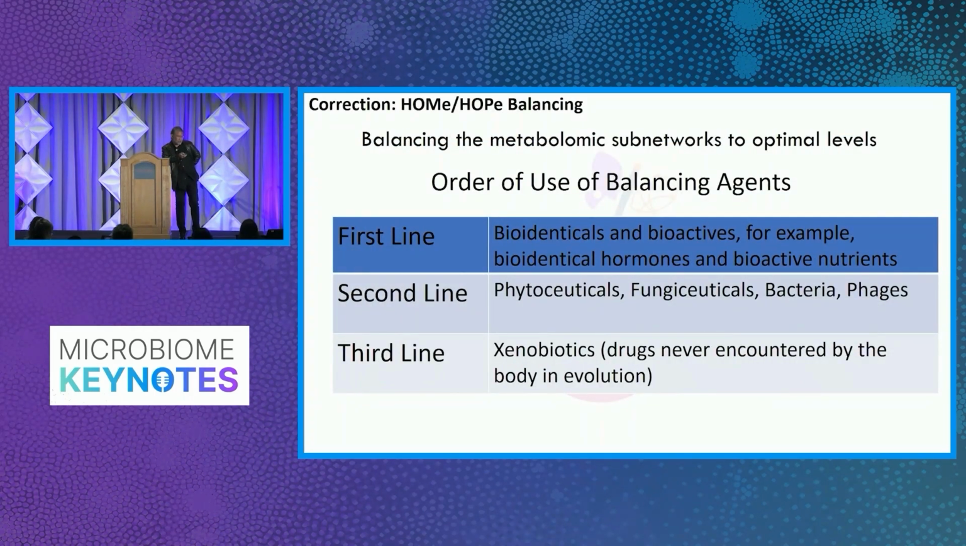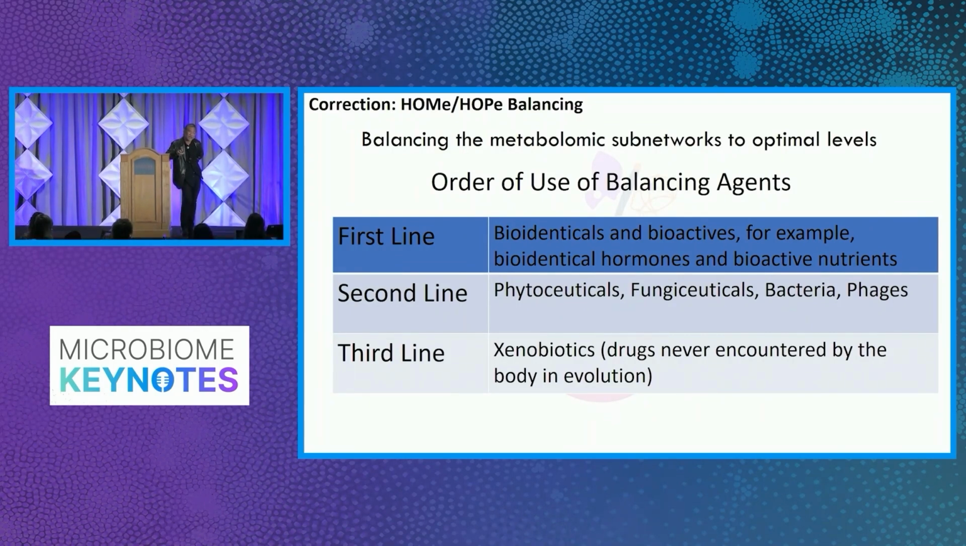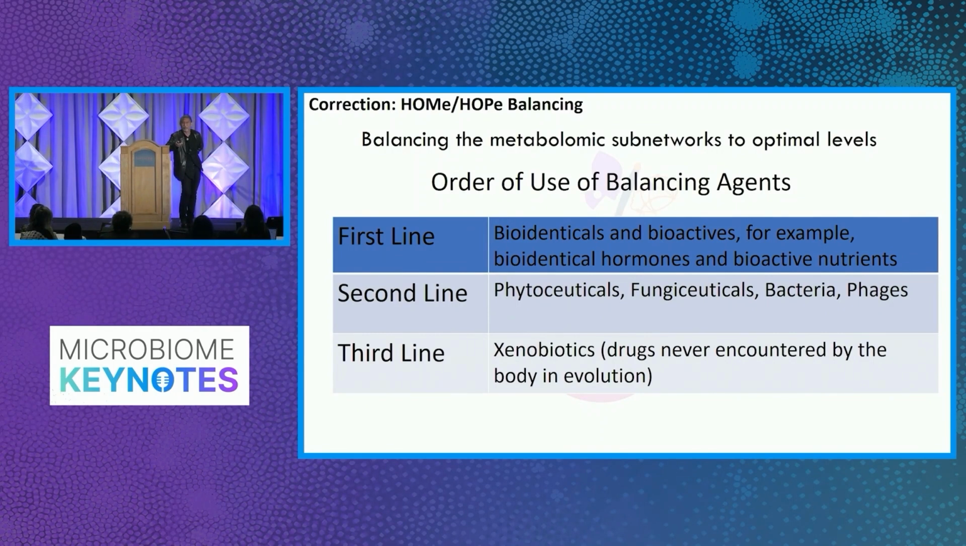So the order of use of balancing agents, the first line will be your bioidenticals and bioactives, like bioidentical hormones, bioactive nutrients. An example here would be using methylcobalamin instead of cyanocobalamin. Cyanide is an artifact of manufacture in cyanocobalamin. Second line would be your phytoceuticals, fungiceuticals, bacteria, like your probiotics, phages. And the third line would be xenobiotics.